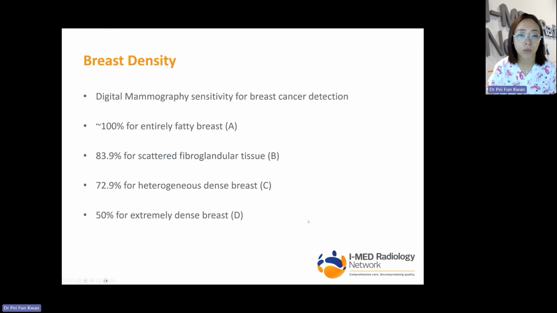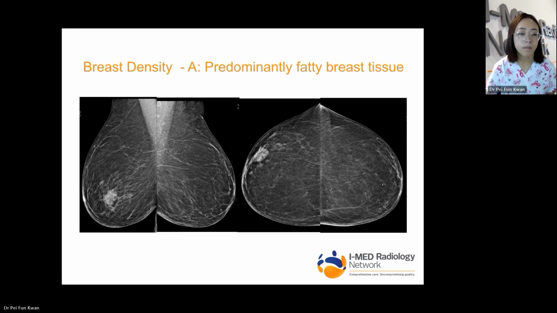And I will show you why by showing you examples of each type of breast density. Each of these patients that I'll show you have a breast malignancy, and we can see how hard it is to detect them as the breast density increases.